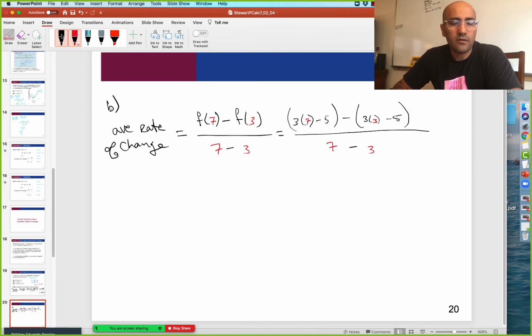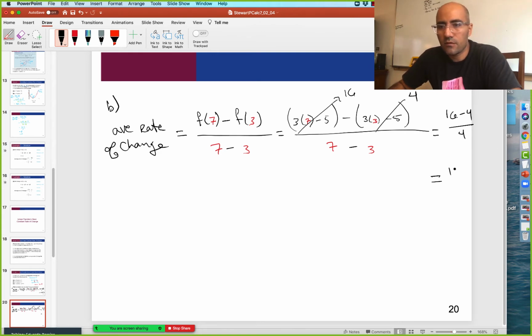Okay, so that was the hard part. All you have to do is simplify now. 21 minus 5 is going to be equal to 16. 9 minus 5 is going to be 4. And then this becomes 4. So we'll end up with 16 minus 4 all over 4, which will give me 12 over 4, or 3.